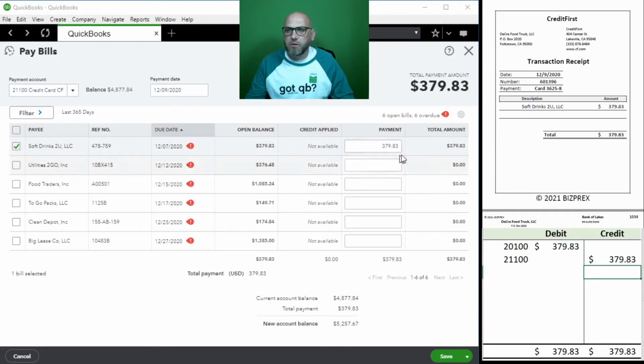This amount, $379.83, right? It is a credit to account 21,100. This liability goes up, and it is a debit to account 2,100, right? This liability goes down. Okay, so here we are, save and close.